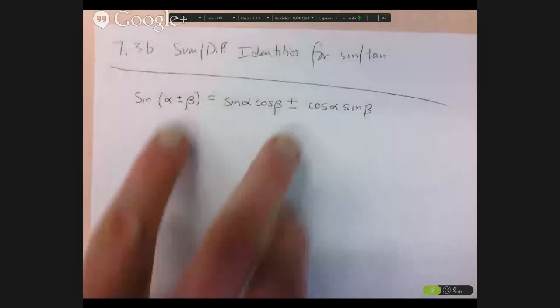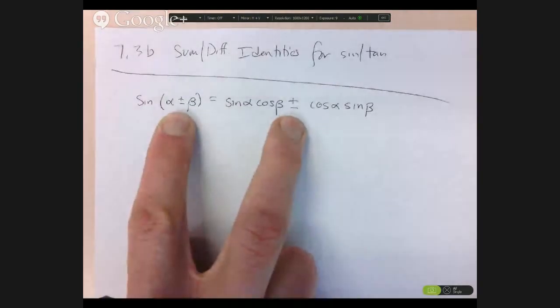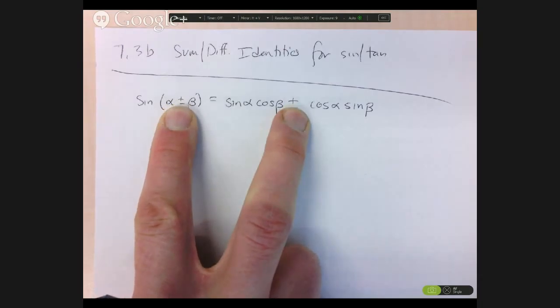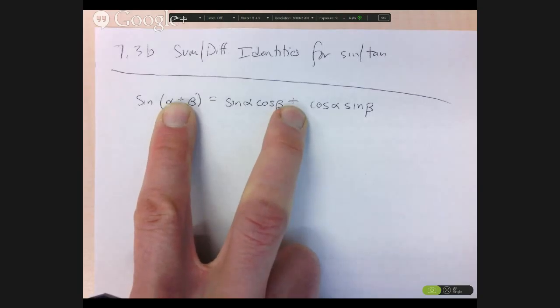So you notice there's a plus or minus in both of these? There are two formulas here. The top ones go together. So sine alpha plus beta is sine alpha cosine beta plus cosine alpha sine beta. Wait, say that again. Look at the formula. See how there's a plus minus on both? The top two go together. Sine alpha plus beta is sine alpha cosine beta plus cosine alpha sine beta.